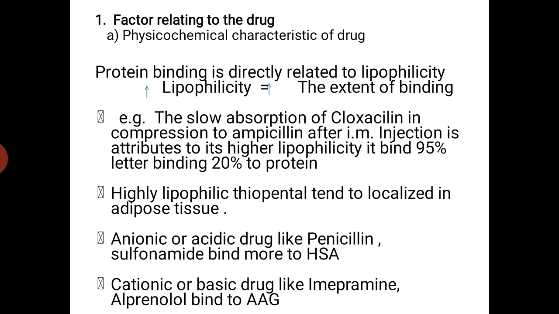Another example: highly lipophilic thiopental tends to localize in the adipose tissue. This we have seen in the first session, organ size and perfusion rate. We learned there that because of organ size and perfusion rate, the thiopental was highly localizing in the adipose tissue. Here, the high lipophilicity of the thiopental is also another reason for binding with the adipose tissue. This is a part of what?